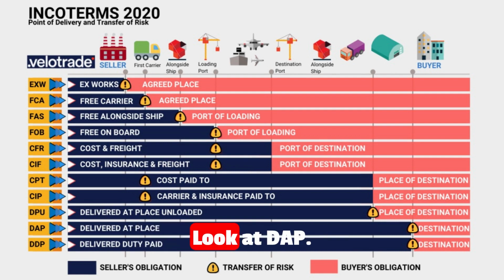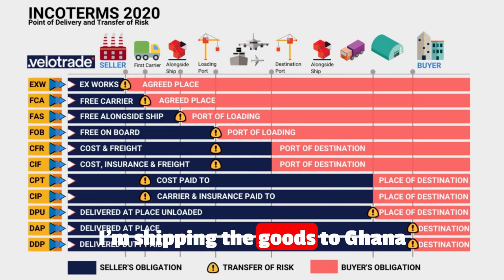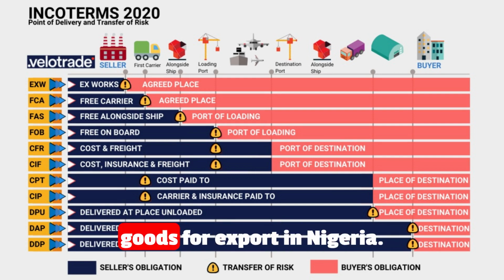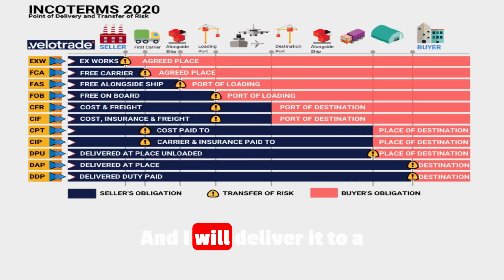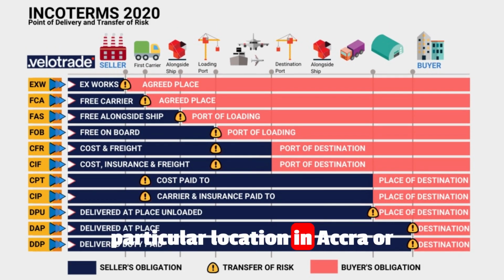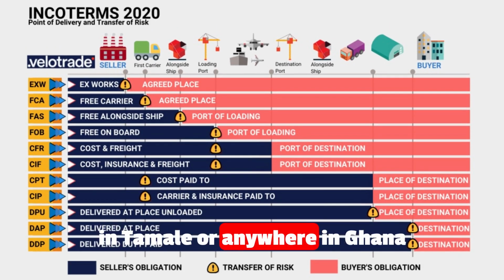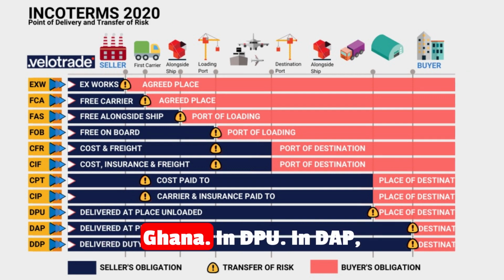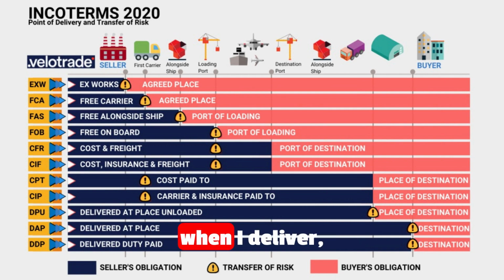Look at DAP. I'm shipping the goods to Ghana. I bear the cost of moving it to Ghana, to a terminal in Ghana, and I'm bearing the risk to Ghana. I will be the one to clear the goods for export in Nigeria, and I will deliver it to a particular location in Accra or in Tamale or anywhere in Ghana. But I will not be the one to pay for clearing of the goods in Ghana. In DAP, when I deliver, I'm not going to bear the cost of unloading it from the truck.